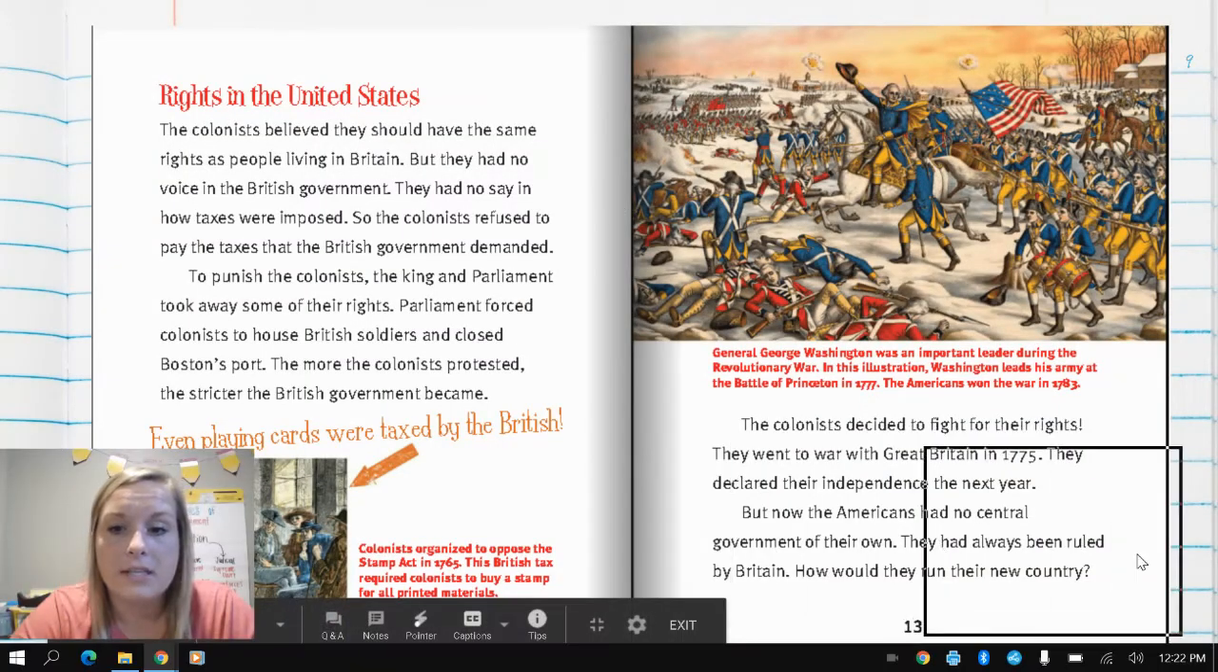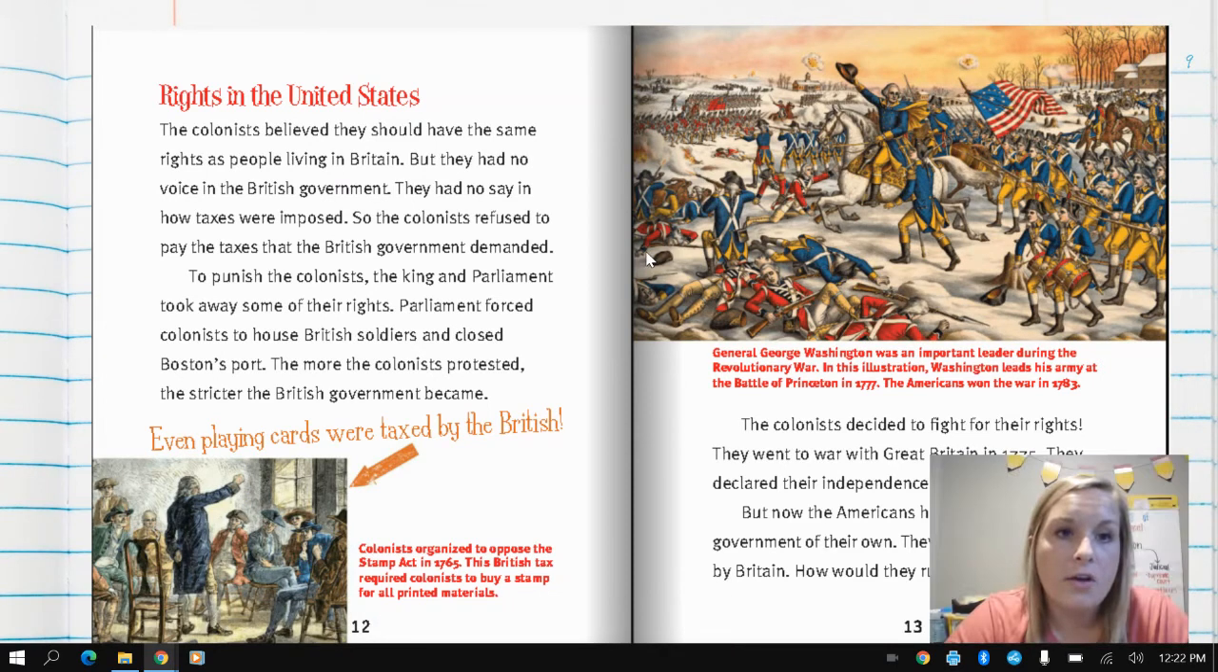So then we have the rights in the United States. The colonists believed they should have the same rights as people living in Britain, but they had no voice in the British government. They had no say in how taxes were imposed. So the colonists refused to pay the taxes that the British government demanded. To punish the colonists, the king and parliament took away some of their rights. Parliament forced colonists to house British soldiers and closed Boston's port. The more the colonists protested, the stricter the British government became.